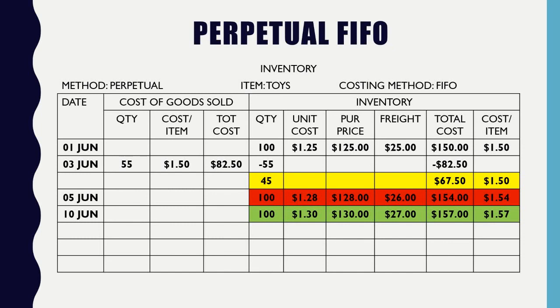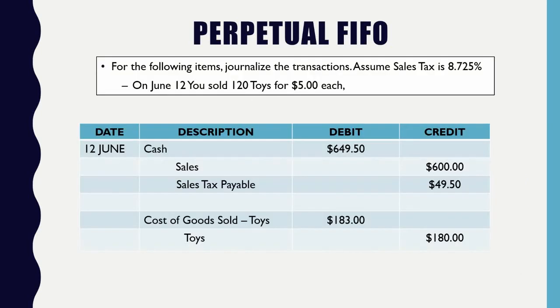And then I have my second batch on June 5th, and I have my third batch on June 10th, okay? And I color coded them to associate what order they should be in. So again, it should be yellow, red, and then green, okay? So that's the exact order. Okay. So then let's see what happens when I end up selling on June 12th.